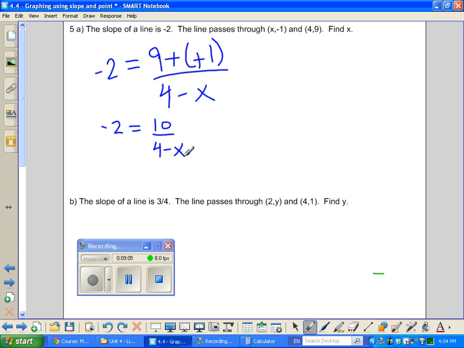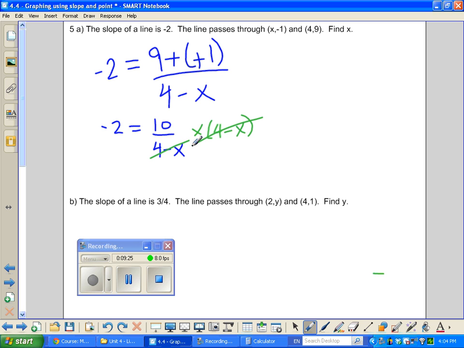Now that's a pretty difficult equation to solve if you really don't know what you're doing. But think about it this way, right? In the last example, we had something over 6, and we multiplied by 6 to get rid of it. But what if we multiply both sides of this equation by 4 minus x? How to think about that? Multiply by 4 minus x.